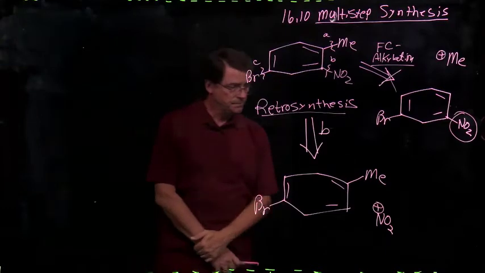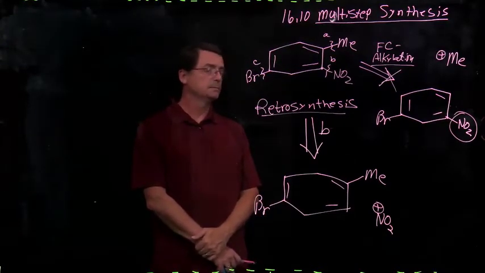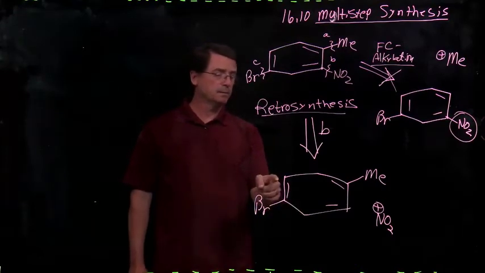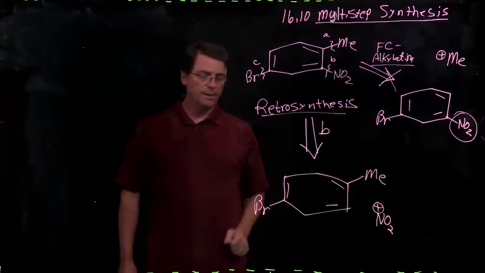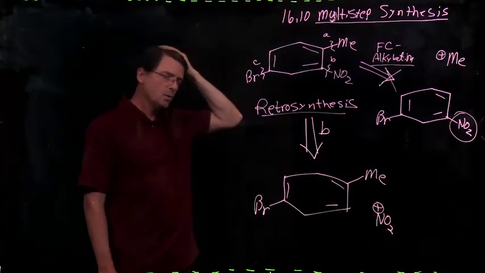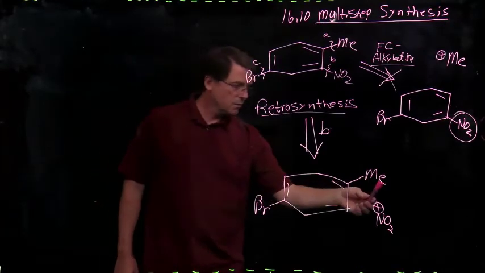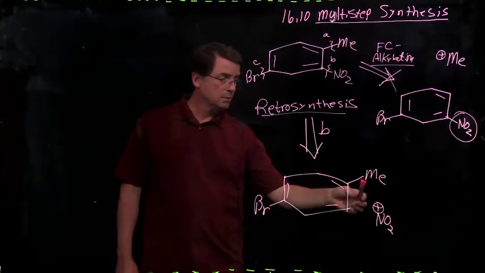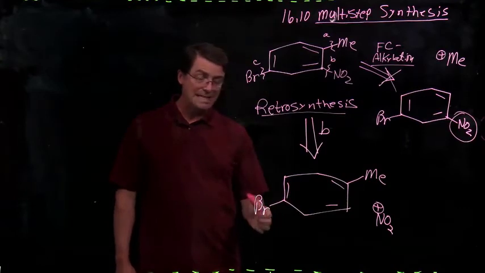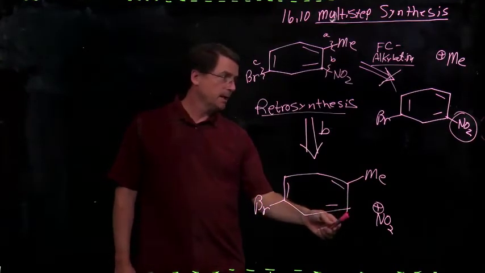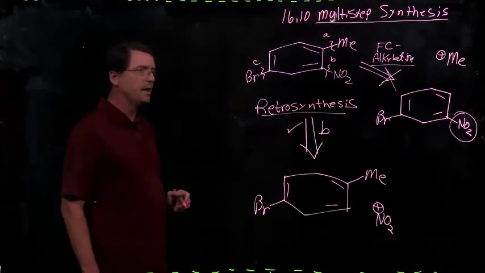Now, can we nitrate this system? We can. This is an ortho-para director. Methyl's an ortho-para director. Methyl's an activator. Bromine's a deactivator. So what do you think? Well, if you remember our conflict resolution rule, the stronger director, the stronger activator, the methyl group, over the deactivating bromine, will direct the nitro group, well, in the direction we want. So that step, we'd say, is viable.